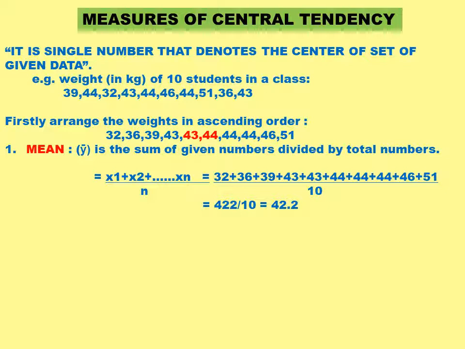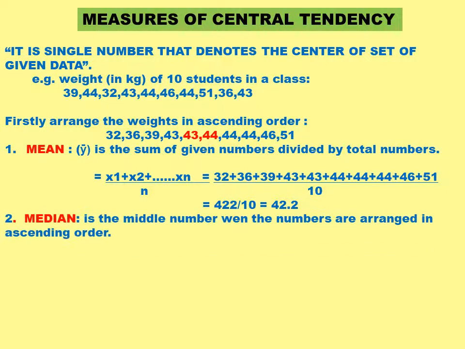So if I do that, I'll get the answer 422 by 10. That comes out to be 42.2. That is the mean or an average of the given data. Now, the second measure of central tendency is the median. So what is median? Median is a middle number. Median is actually a middle number when the numbers are arranged in ascending order.